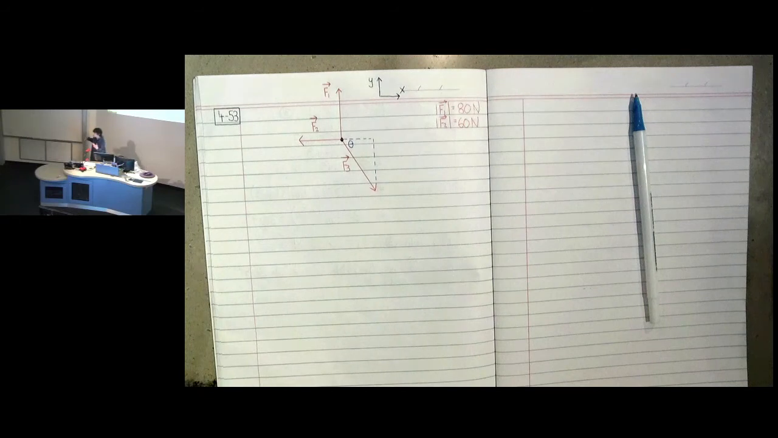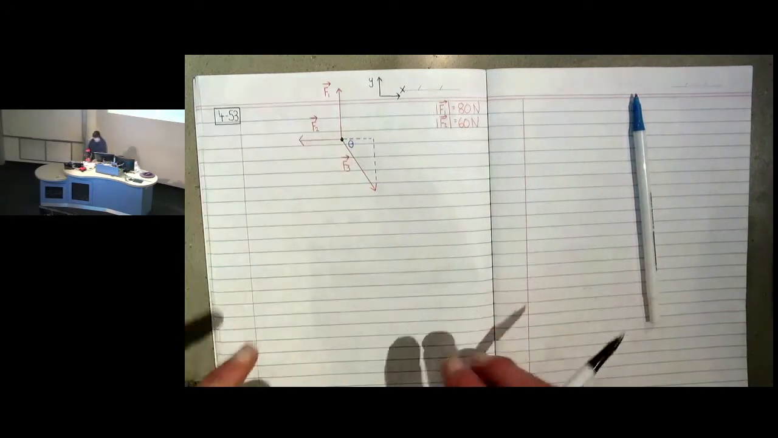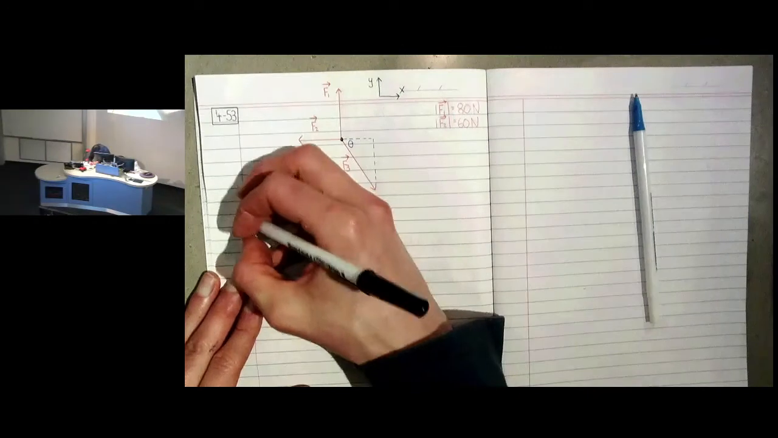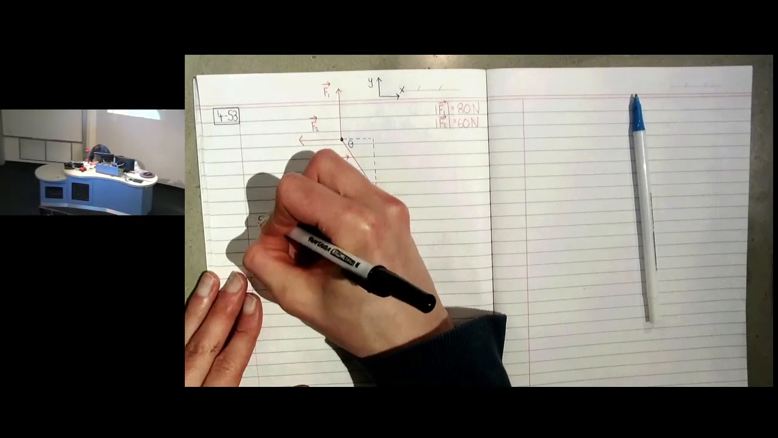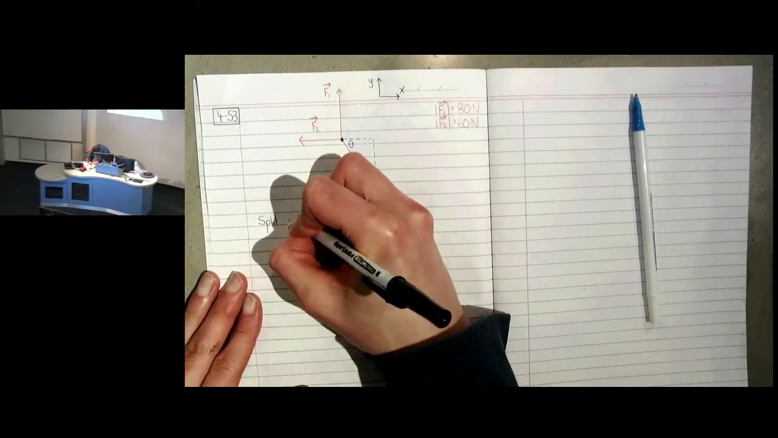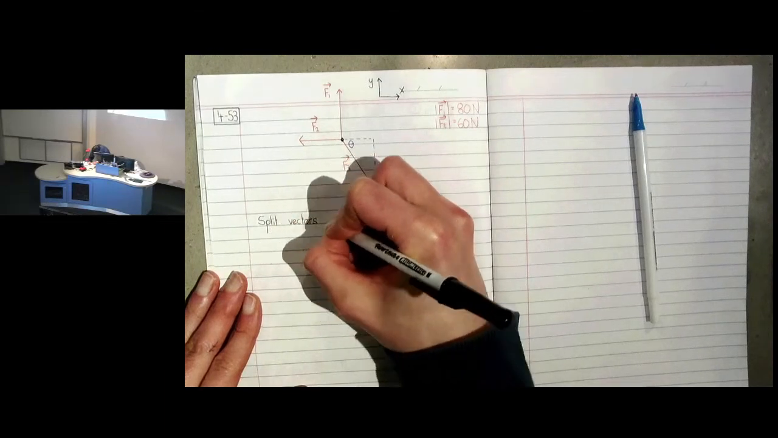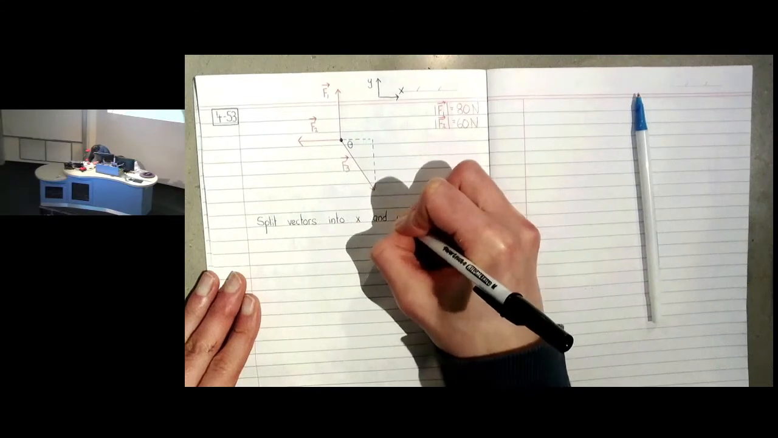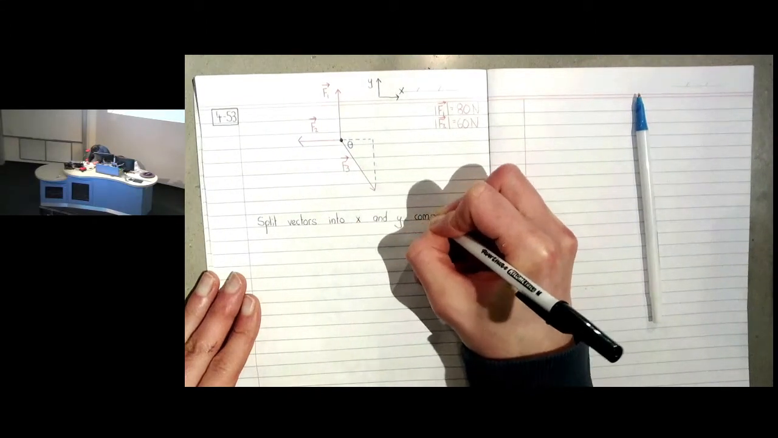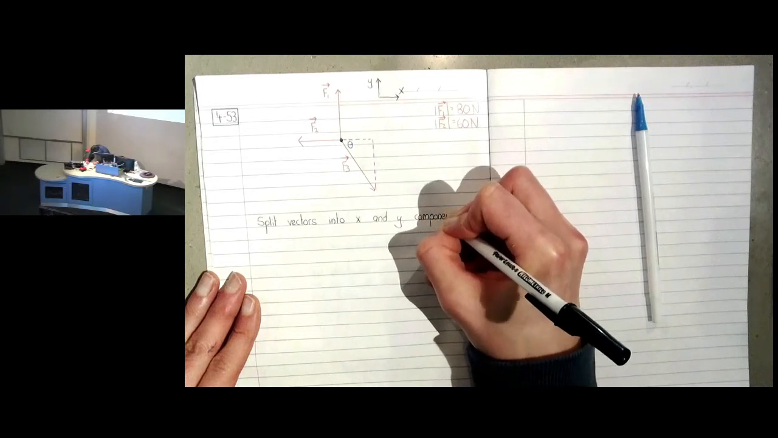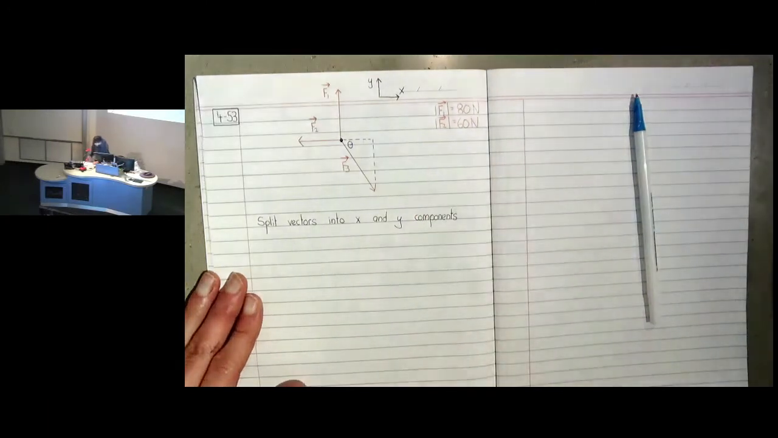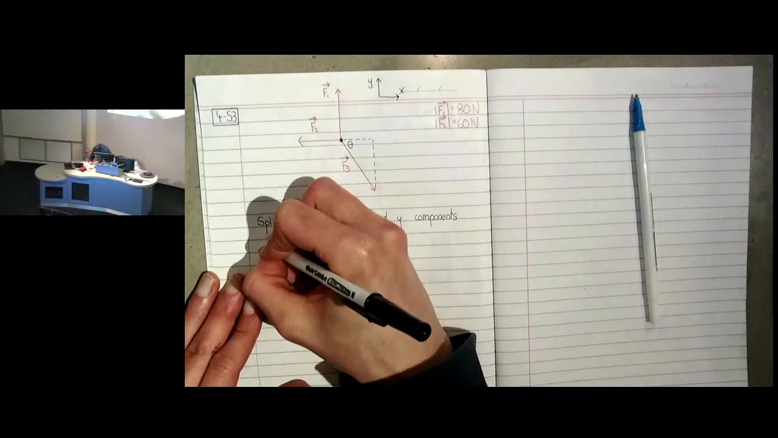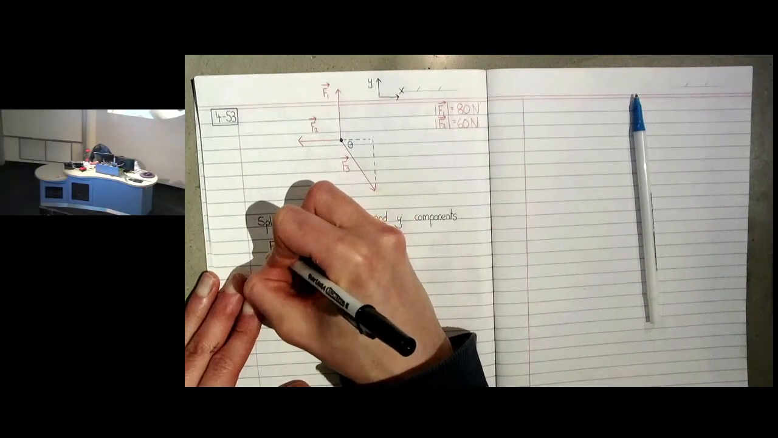And since the net force is just zero, its components are also going to have to be zero as well. So the first thing I would like to do is to split these three vectors up into their x and y components. So let's say split vectors up into x and y components. So first of all, let's have a look at F1 and what is its x component.